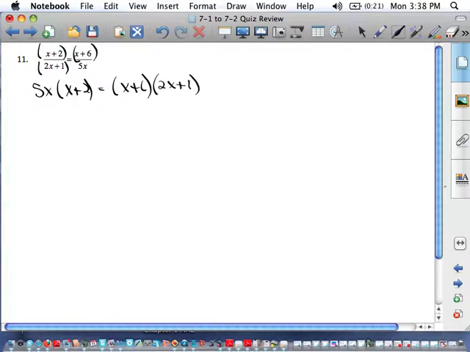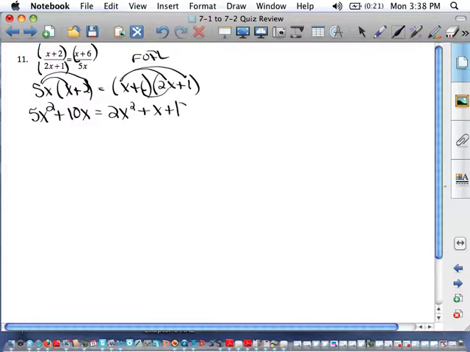On the left-hand side, you only need to distribute. So you have 5x times x gives me 5x squared. 5x times 2 gives me plus 10x. Now we're going to have to FOIL on the right-hand side. So x times 2x gives me plus 2x squared. x times 1 gives me plus x. 6 times 2x gives me plus 12x. 6 times 1 gives me plus 6.